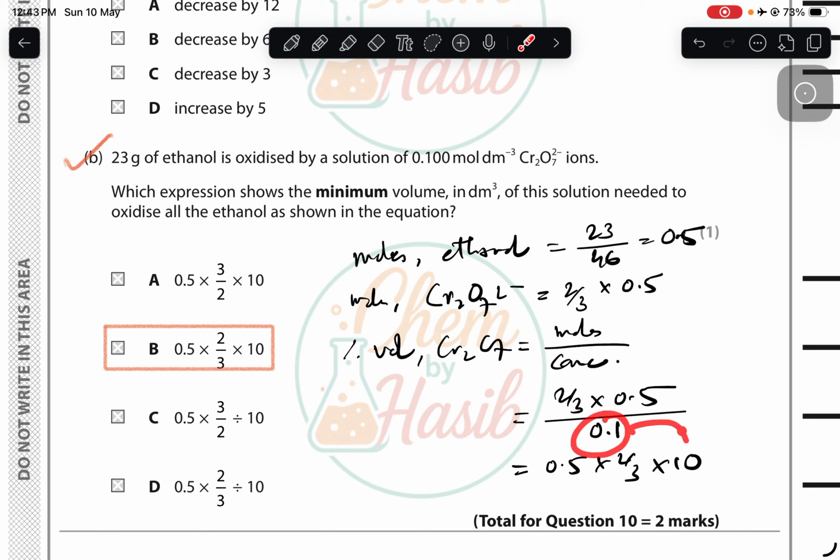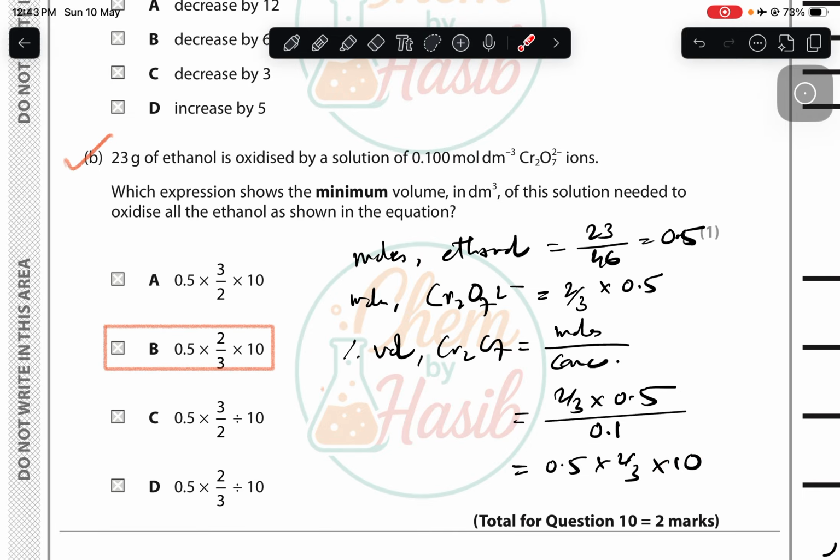So I think that was the confusion. Where does this 10 come from? Basically, you divided by 0.1. So if you divide 1 by 0.1, this equals 10, right? Okay.